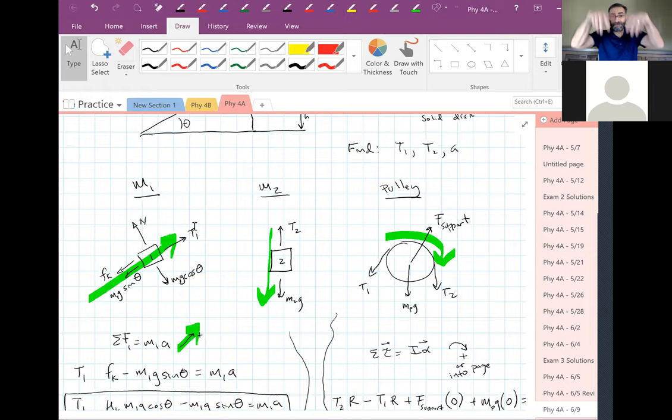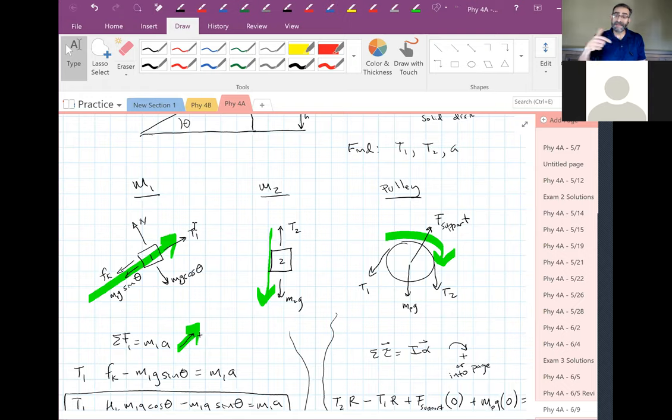I've got lots of stuff pulling down on that pulley, but the pulley is not going down. So the support force must be holding it up, right? It must have a big, big component up. And the pulley also is not moving left or right. And T2 is just pulling straight down. It wouldn't cause it to move left or right. The weight of the pulley is pulling straight down. It wouldn't cause it to move left or right.